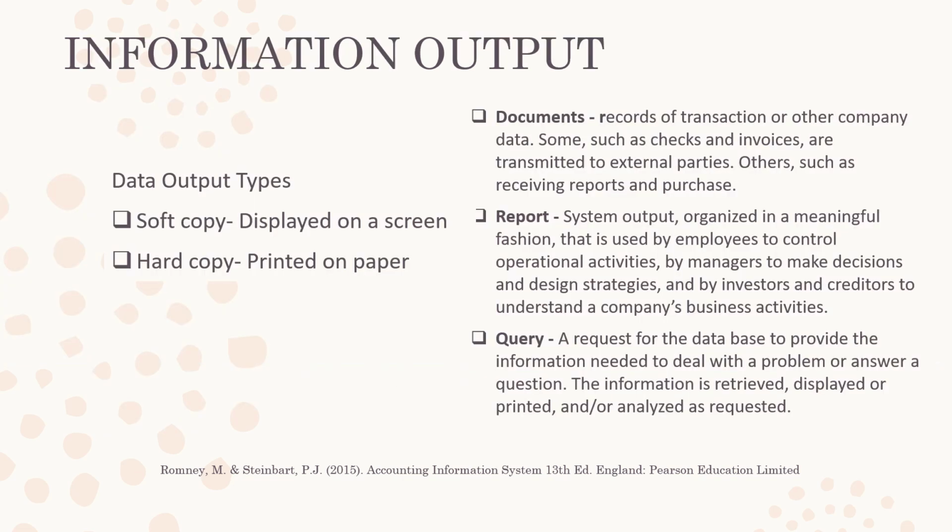This is the last process of the data processing cycle, the information output. Our data output has two types. We have the soft copy, which is displayed on screen, and the hard copy, which is printed on paper. Usually our data outputs are in the form of documents, reports, and queries. When we say documents, these are the records of transactions or other company data. Some, such as checks and invoices, are transmitted to external parties. Others are such as the receiving reports and the purchases.